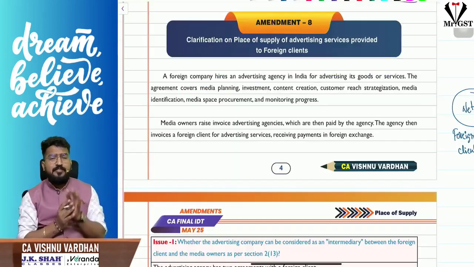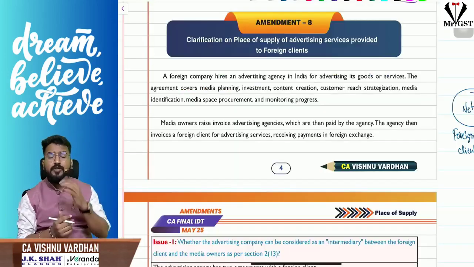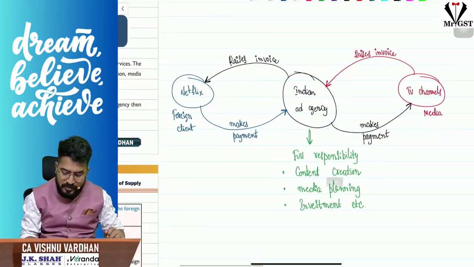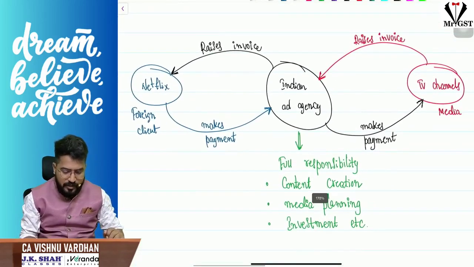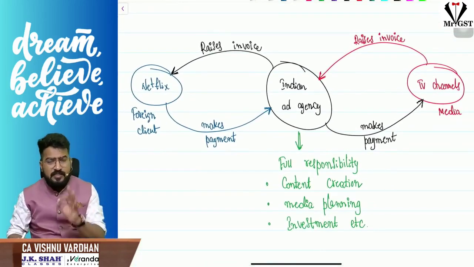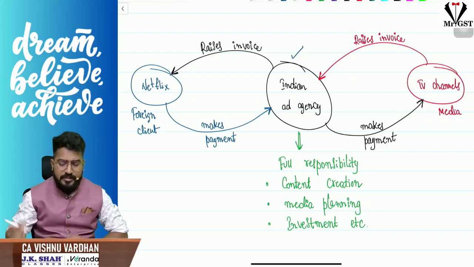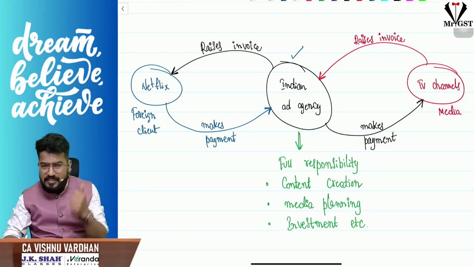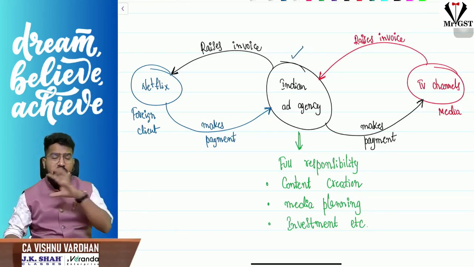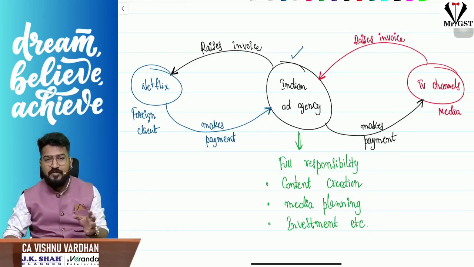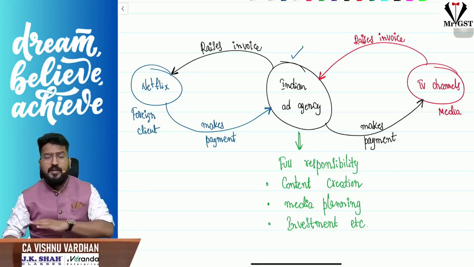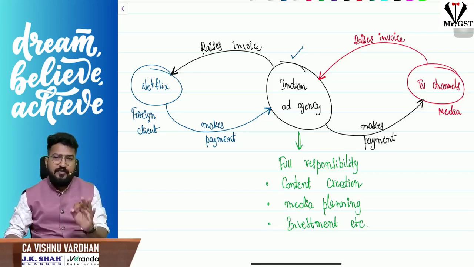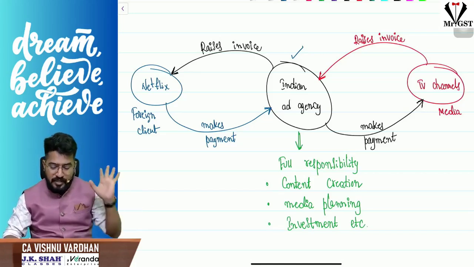The next amendment is with respect to advertising services provided to foreign clients. First of all, let us understand what is happening here. There is a foreign client, let us assume Netflix. Netflix is approaching an Indian ad agency and asking it to take full responsibility of designing the ad, advertising it, and identifying the spaces where it can be advertised, maybe in media houses or any other places, etc. So the complete responsibility of advertising the Netflix brand is the responsibility of the Indian ad agency.